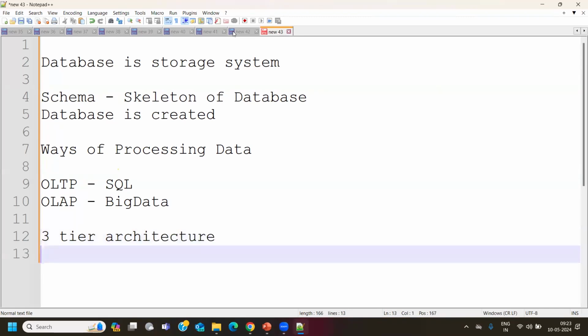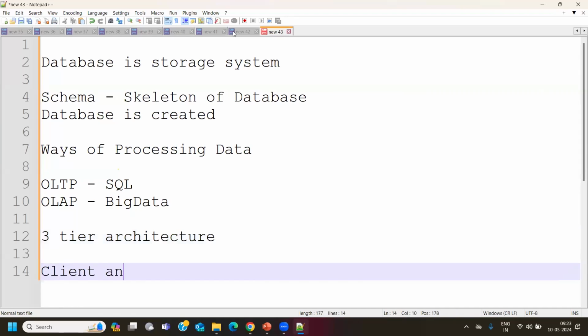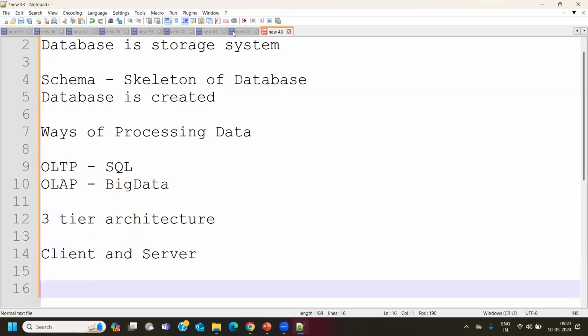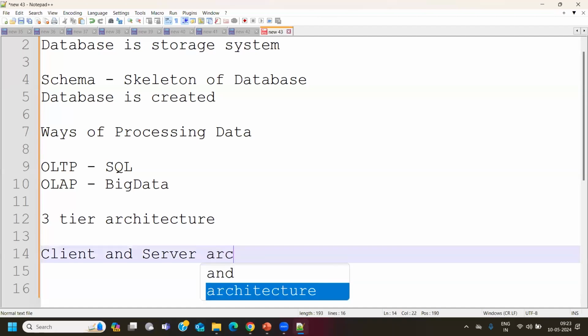Now that 3-tier architecture is called as client and server architecture. In order to connect client and server, there is a medium, that interactivity medium is called as layer 2. Client is layer 1, server is layer 3. You can interchange layer 1 and layer 3 also. But client and server are layer 1 and layer 3, and there is an interactivity between them that is called as layer 2. That is 3-tier architecture or 3-layer architecture, which is nothing but your client server architecture.